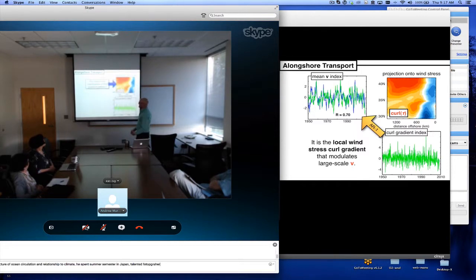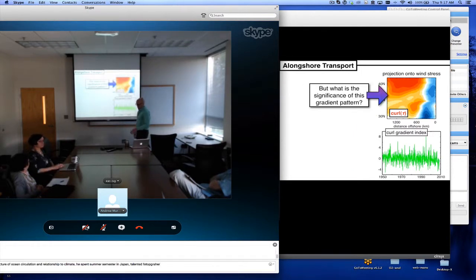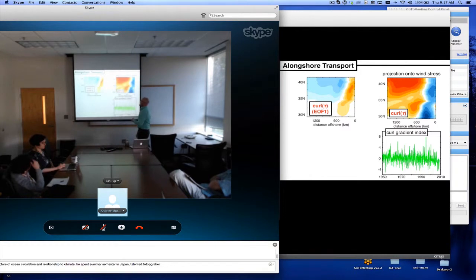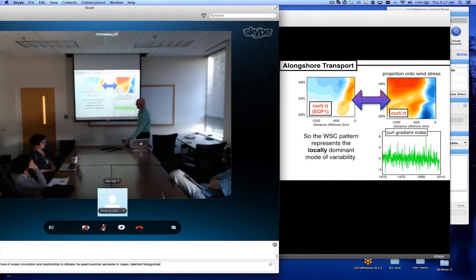Our next question, of course, is what is the significance of this gradient pattern? Because we kind of just fished it out with a projection. If we look at the first EOF of wind stress curl locally, we see that we get that same cross-shelf gradient. So the wind stress curl pattern represents the locally dominant mode of variability. This PC1 is correlated with that wind stress curl index at around 0.9. So it's really this first EOF specifically that we're talking about that is controlling variability.